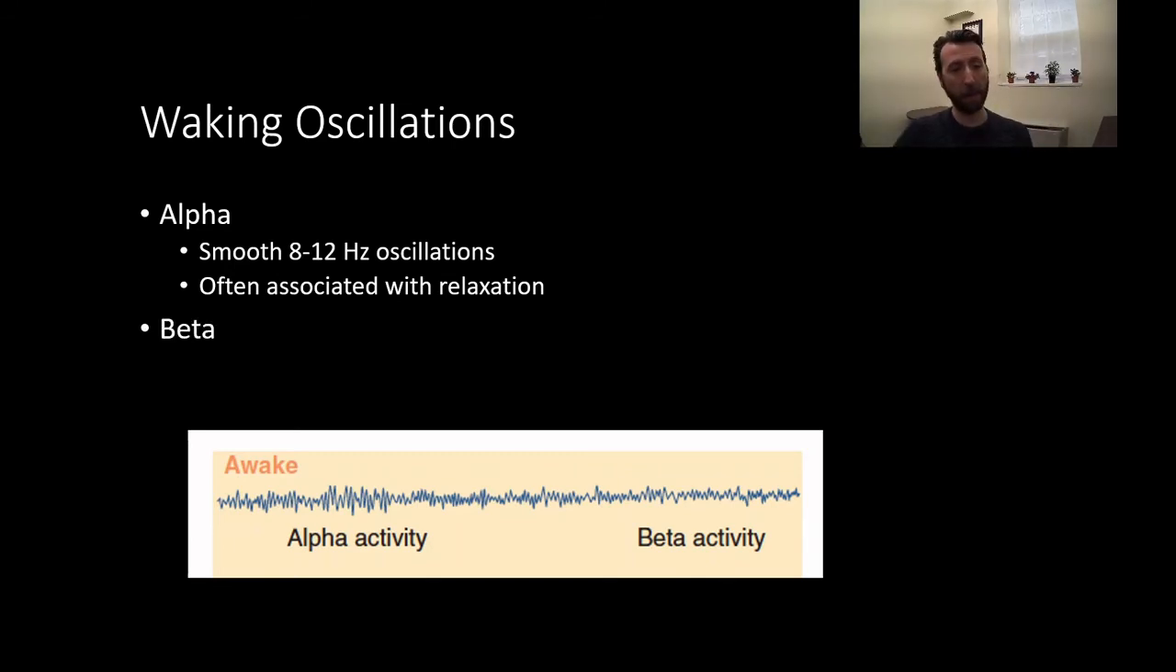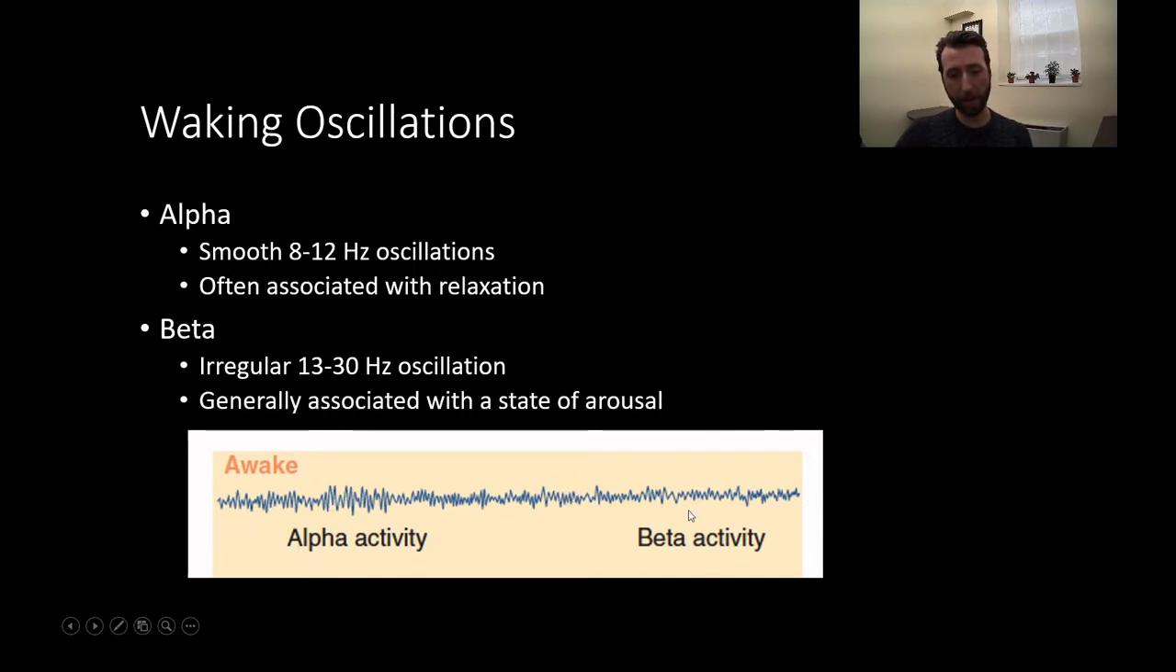activity. By contrast, beta activity is a regular 13 to 30 hertz oscillation, so quite a bit faster and less smooth and rhythmic looking. So here's beta activity. Right here, you can see the difference. That's much more frequent and much more jagged and irregular looking. This is generally associated with a state of arousal. So when you're up and doing stuff and paying attention and engaging, we're more likely to see beta activity.